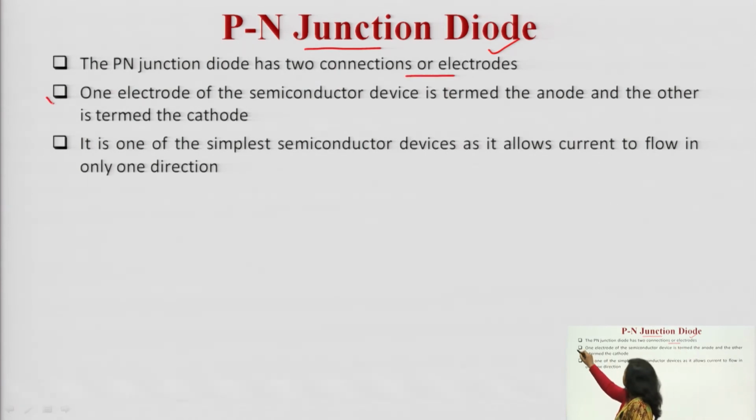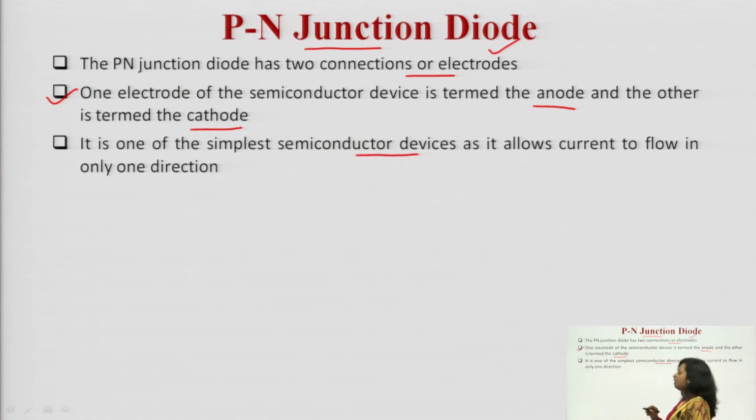One electrode of the semiconductor device is known as the anode and the other is known as the cathode, and it is one of the simplest semiconductor devices, and its important characteristic is its unidirectional behavior.